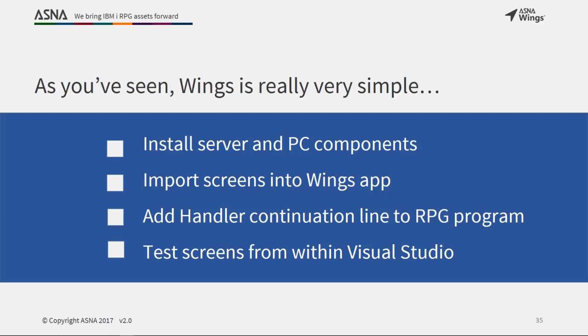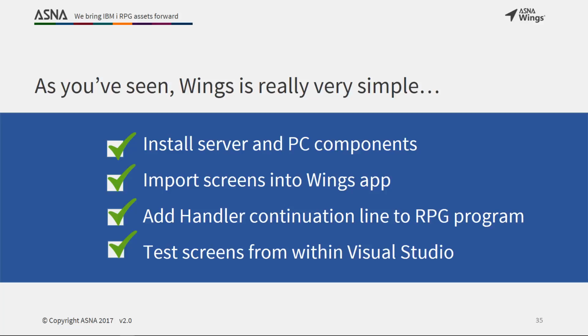As you've seen, Wings is really very simple. First, you install the server and PC components. Then you import your green screen record formats into Wings and add the handler continuation line to the RPG program and then recompile that RPG program. Finally, you test the imported screens from within Visual Studio using its built-in web server. This step encapsulates Wings' general design time workflow.